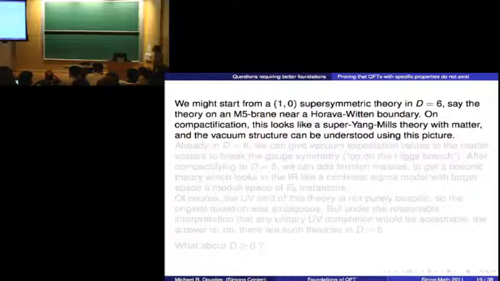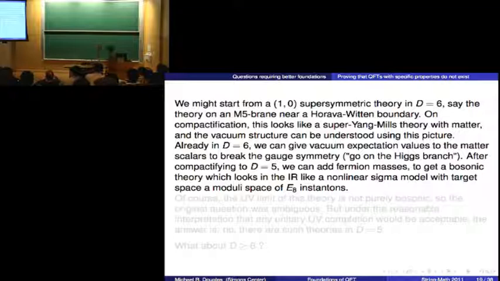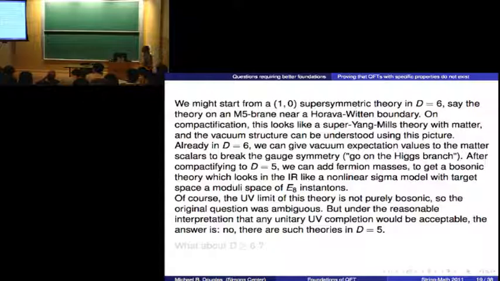And now you can try to go out on this Higgs branch and break all the gauge symmetry. You can't add fermion masses in six dimensions because they are chiral, but as soon as you get down to five dimensions, you can add fermion masses. You can couple to the R-symmetry current and add an auxiliary field and so forth. And you can get an interacting bosonic theory in the IR, which describes moduli spaces of E8 instantons. And that's in five and possibly six. Possibly you can even do better in getting rid of the fermions in six.